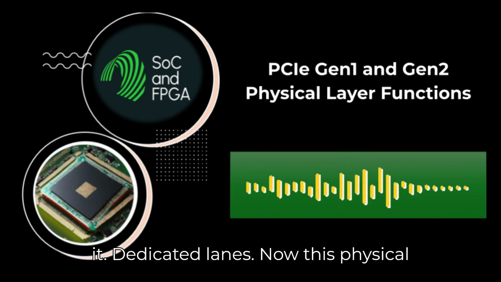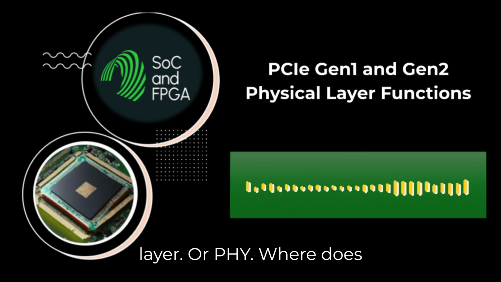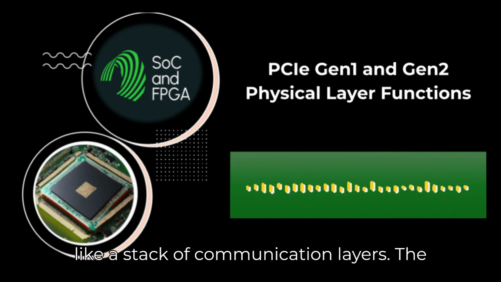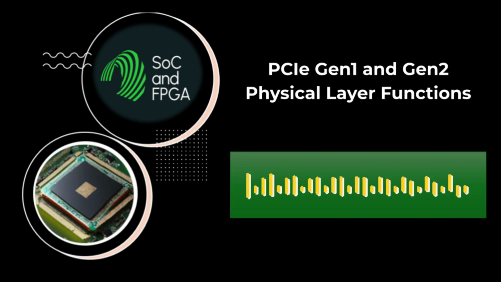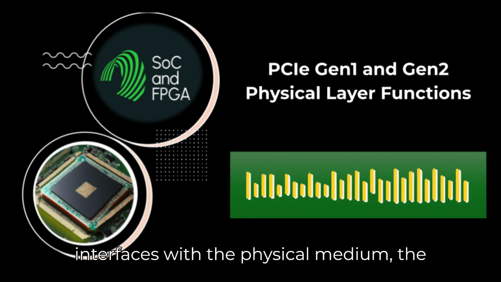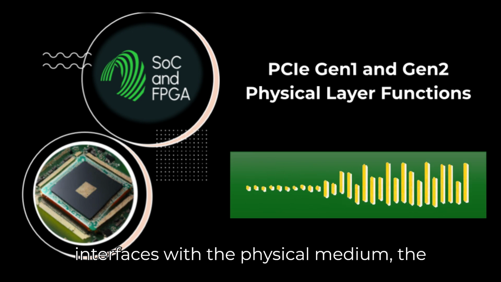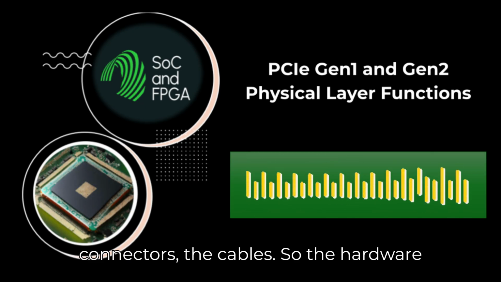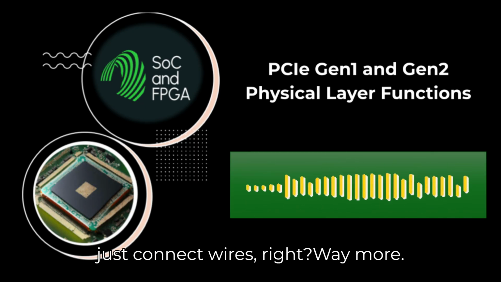Got it. Dedicated lanes. Now, this physical layer, or PHY, where does that sit in the picture? Okay, think of PCIe like a stack of communication layers. The PHY is right at the bottom, the foundation. It's the bit that actually interfaces with the physical medium, the copper traces on the motherboard, the connectors, the cables. So the hardware interface. Yeah. But it does more than just connect wires.